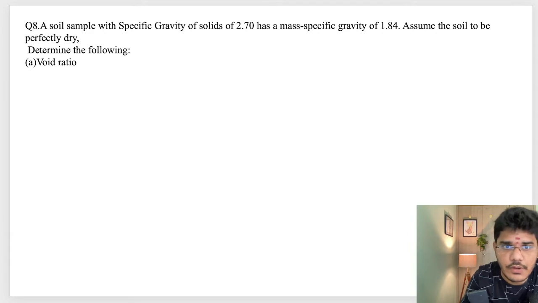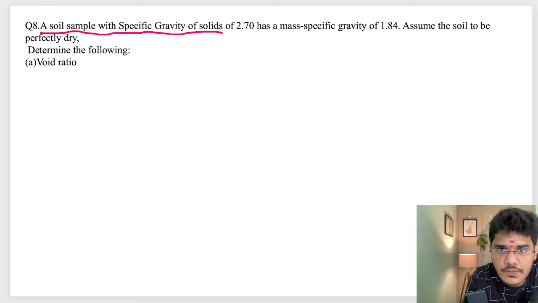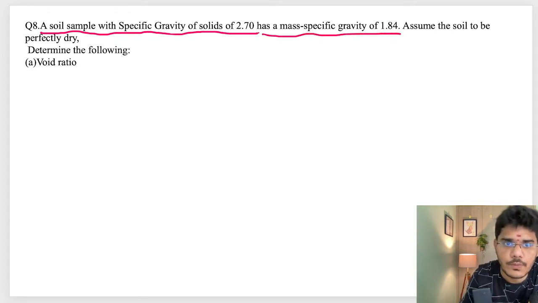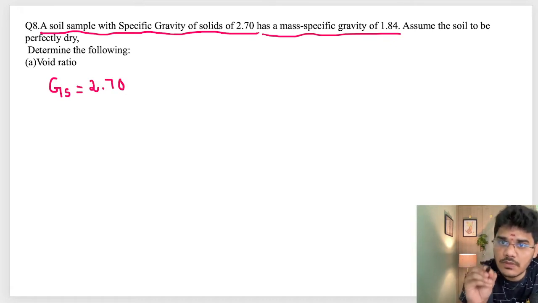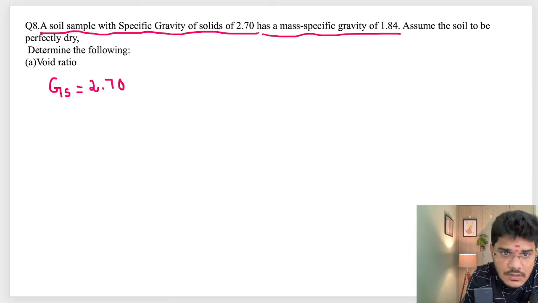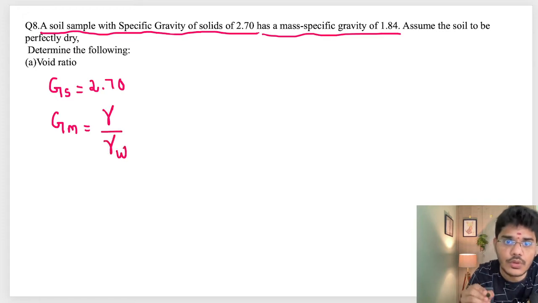First read the question carefully. A soil sample with specific gravity of solids of 2.70 has mass specific gravity of 1.84. So what has been given in the question? Specific gravity he has given 2.70 and also mass specific gravity he has given. Mass specific gravity is nothing but G suffix m is equal to gamma by gamma W, unit weight of the soil by unit weight of the standard liquid.